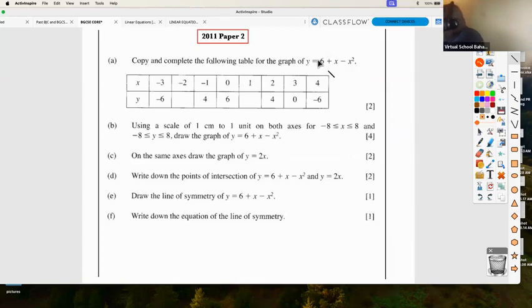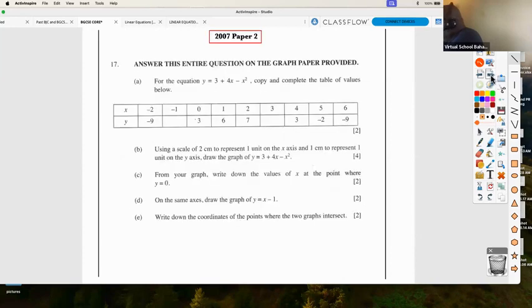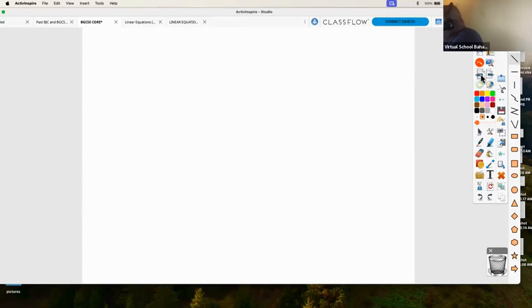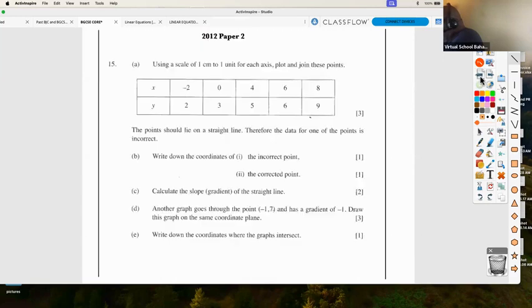Let me find one, let me see what it gives. I'm going to do these problems in the second hour. Now, this came from a 2012 paper, right? It says the points should lie on a straight line. Therefore, the data for one of the points is incorrect. Write down the coordinates of the incorrect point and then the correct point.